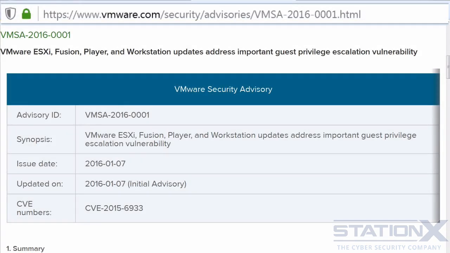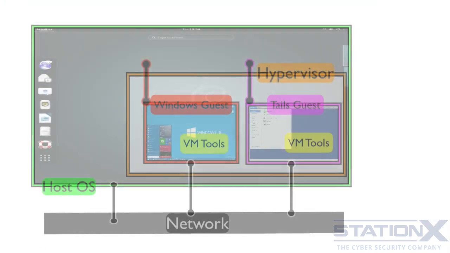Here's an example of the virtual machine tools having vulnerabilities. In VMware, this allowed a standard user to escalate privileges to an admin or root user within the confines of the guest. No virtual machine escape in this case, but it's an example of VMware tool vulnerabilities. As you can see, vulnerabilities can and do exist with virtual machines.